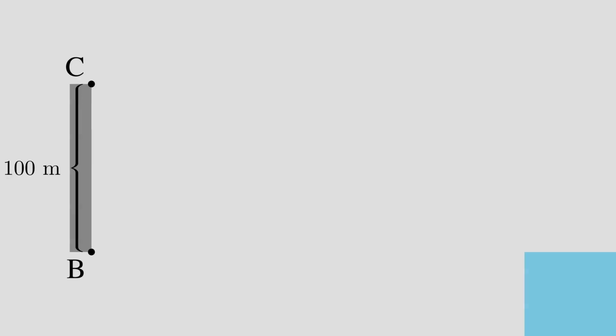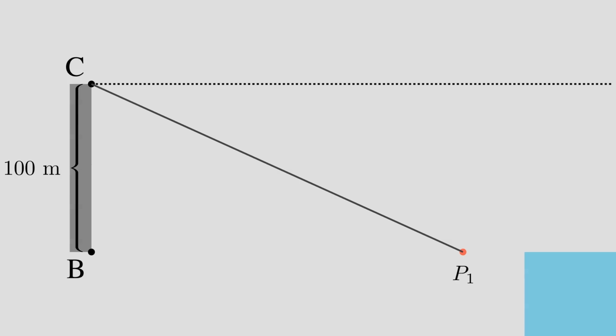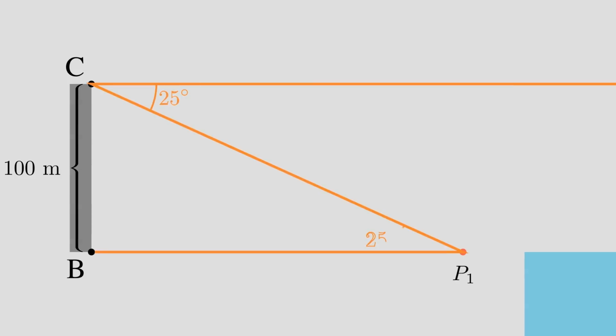Alright, now it's time to solve our coastal mission. The cliff is 100 meters high. The ship is first observed at an angle of depression of 25 degrees and later at 40 degrees. Let's break this down. Now, we have two right-angled triangles.